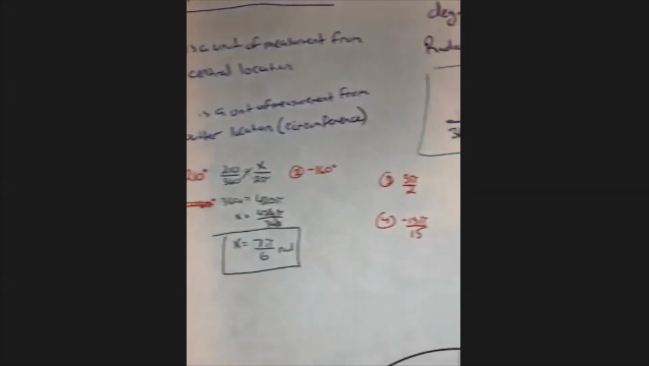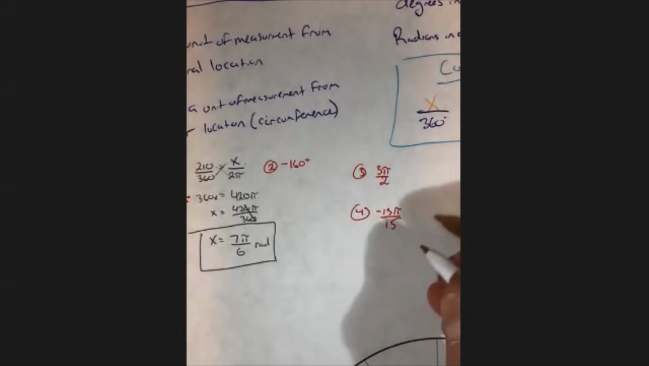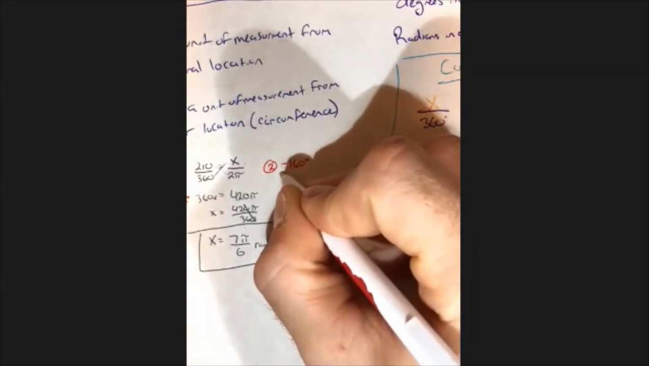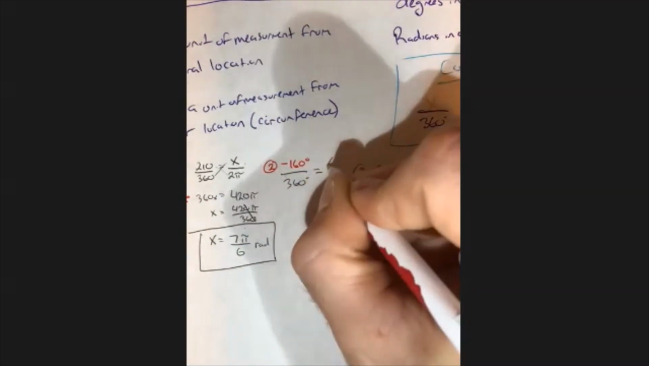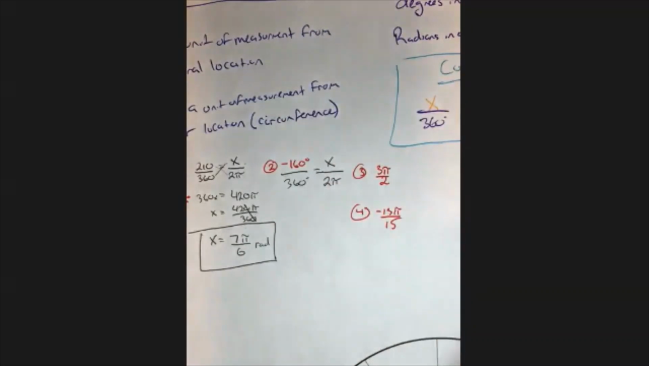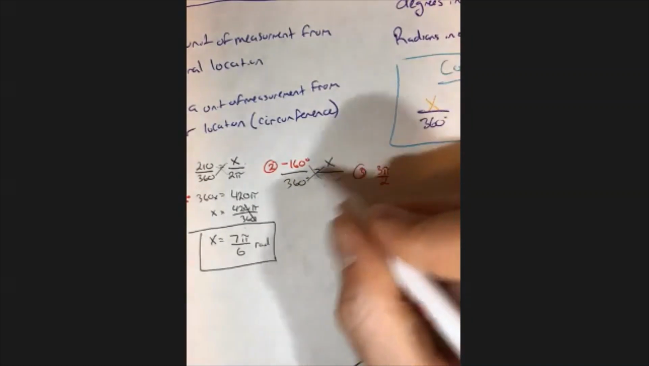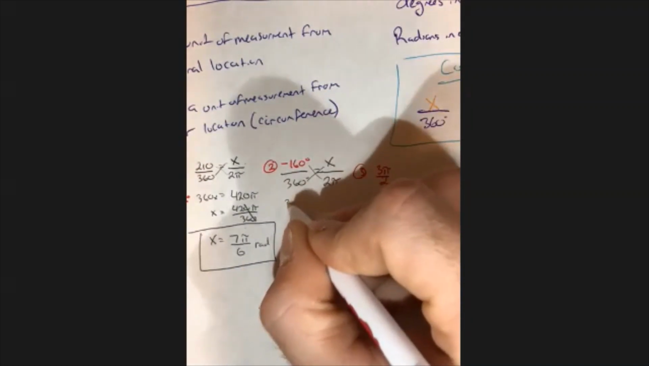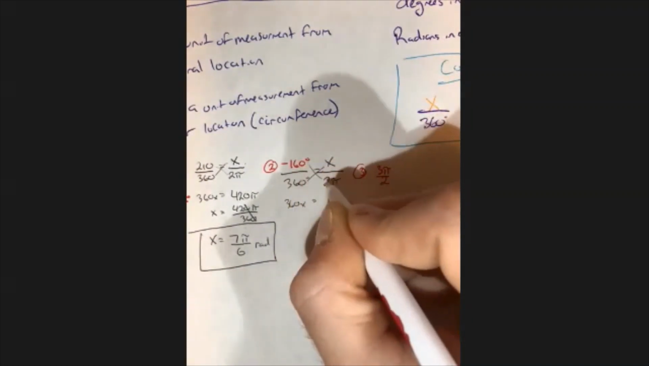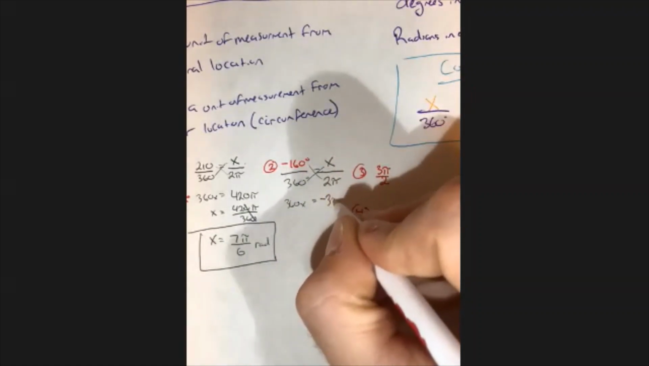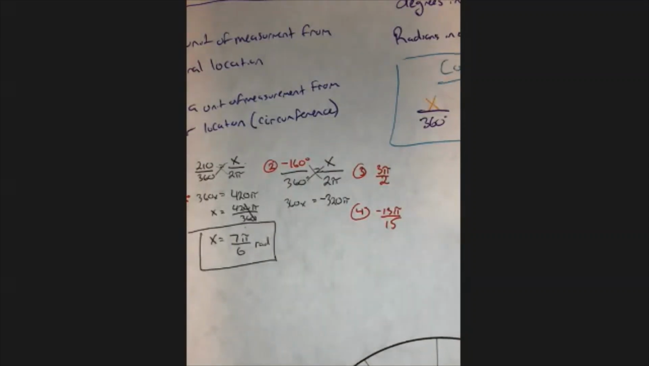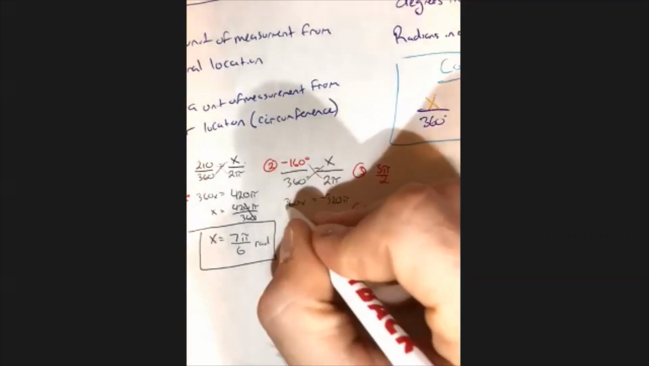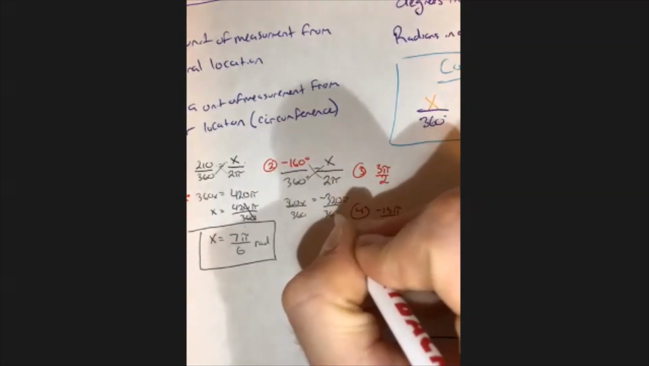So let's do it again. With negative 160, I know I have negative 160 out of a full circle is equivalent to some unknown number out of a full circle over here. And I'm just going to do the same thing and cross multiply. X times 360 is 360x. Negative 160 is going to be negative 320 pi. Is that right? Yeah. And then to solve for x, I just divide both sides by 360.